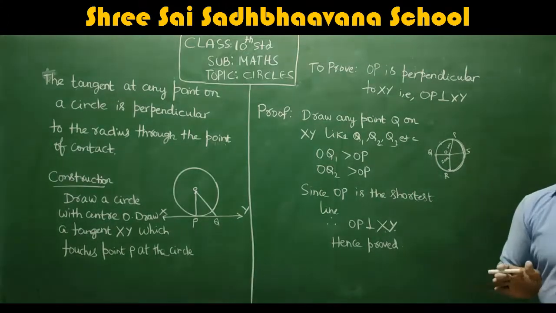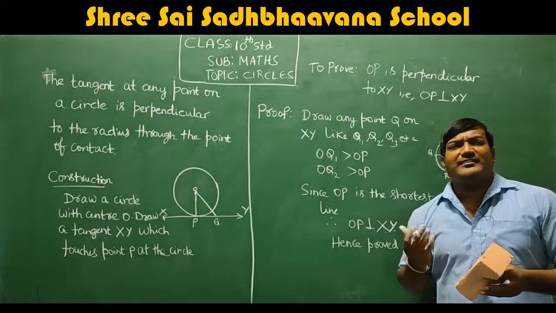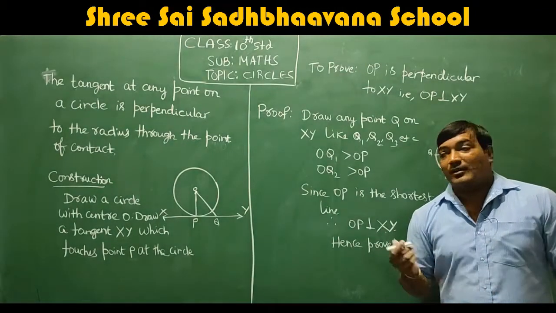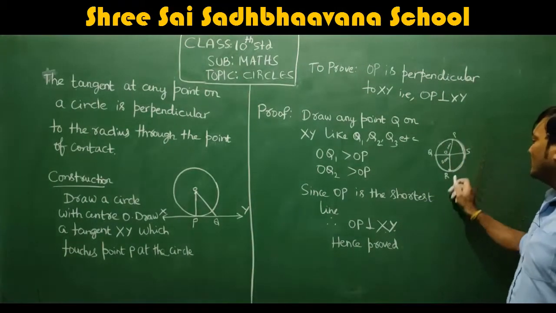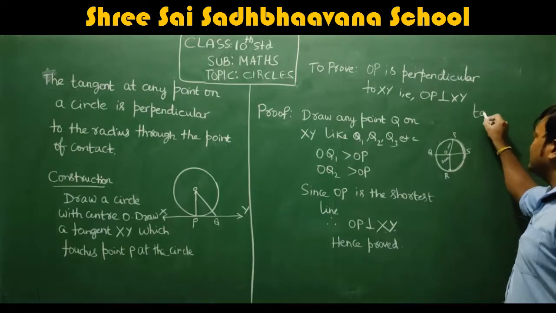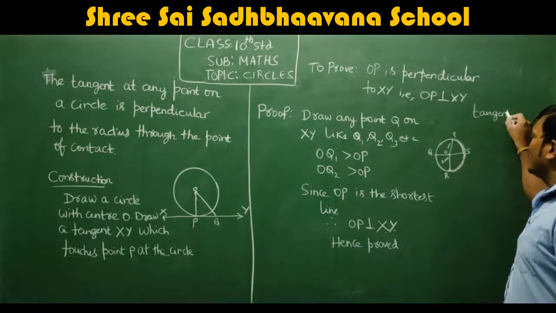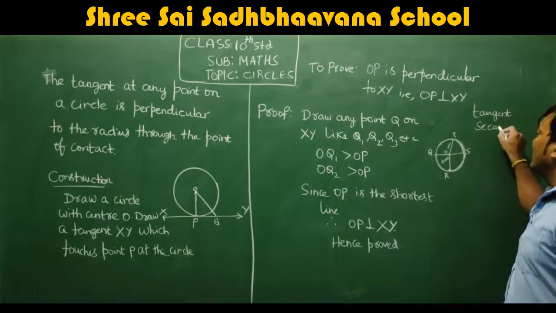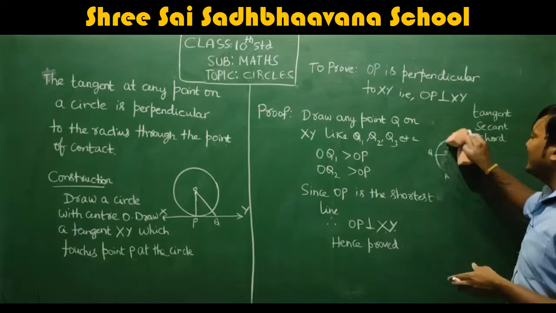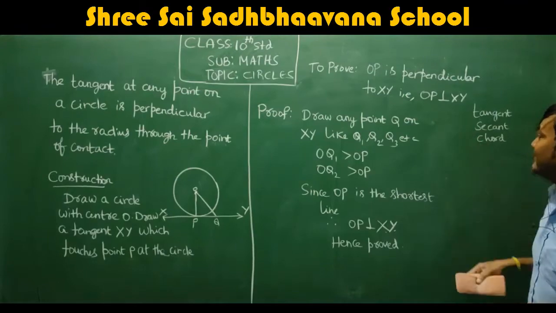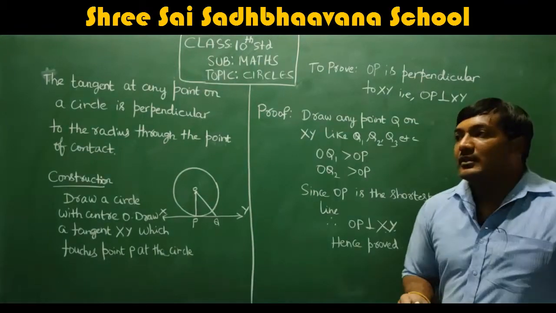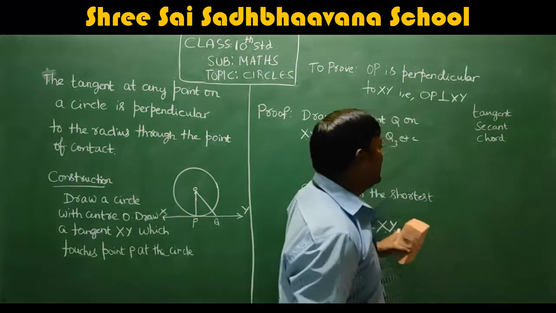I hope you understood. Now, what is basically a tangent? There are 3 concepts you have to learn here: tangent, secant, and chord. Tangent, secant, and chord. So let me explain what is a tangent. First, let me go with tangent.